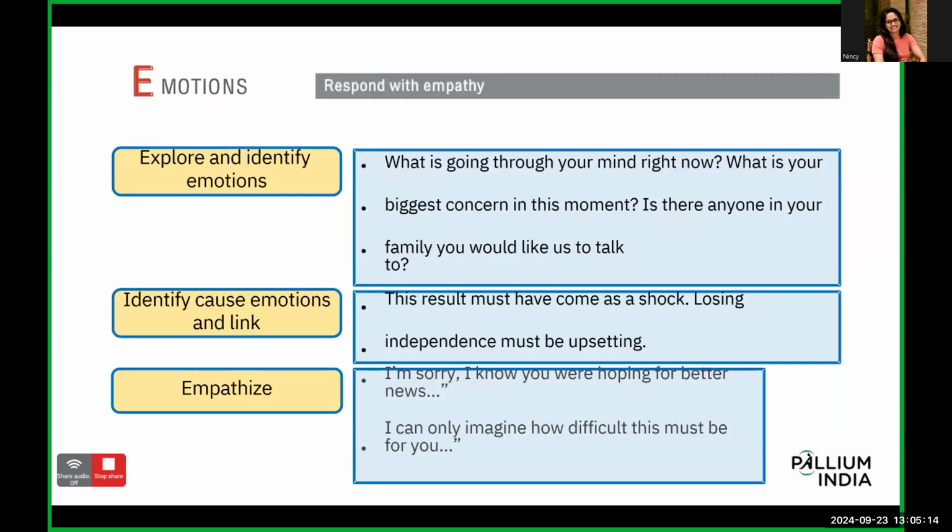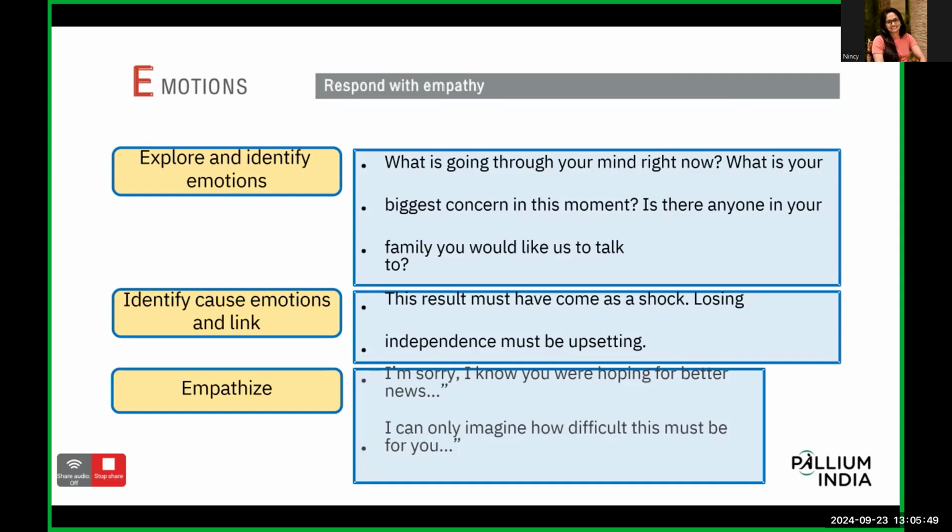And coming to the emotions, the only thing you need to remember is to respond to the emotions first. Emotions come first, because they get masked. Emotions get easily covered up with logical statements, or aggression becomes a mask for fear. So you respond to that emotion first. Again, we have examples over here. What is going through your mind right now? What is your biggest concern in the moment? When they say that my life is over, when will I die?